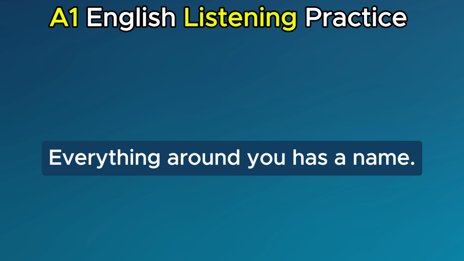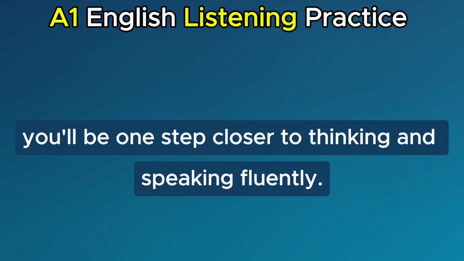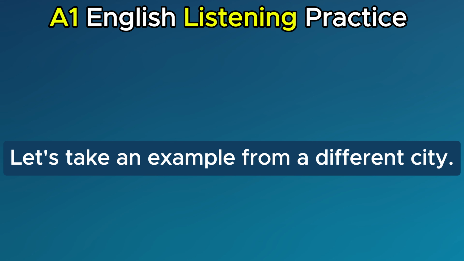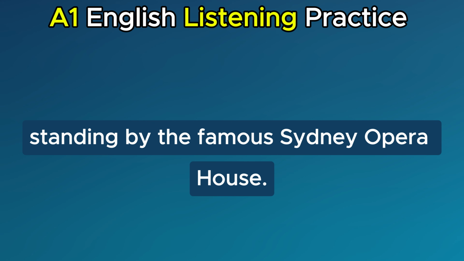Everything around you has a name. And if you can think of these names in English, you'll be one step closer to thinking and speaking fluently. Let's take an example from a different city. Imagine you're in Sydney, Australia, standing by the famous Sydney Opera House.